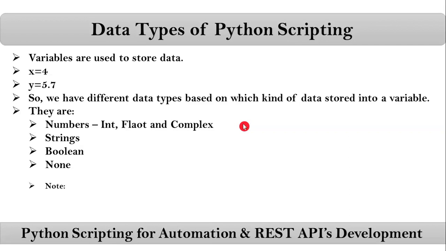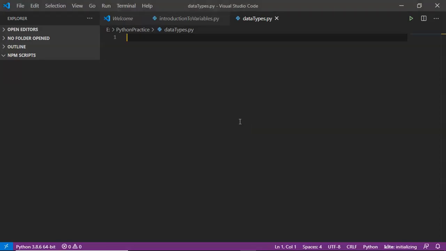And the important point is we can find which kind of data we are storing into a variable using a syntax called type. Type is a function, and if you pass your variable name, it will give the data type. Now let me show you with a simple example.